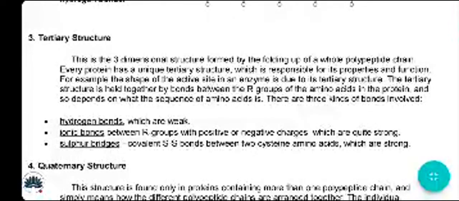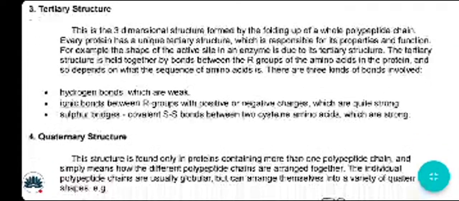And the ionic bonds between R groups with positive and negative partial charges, which are quite strong, obviously. Covalent SS or sulfur-sulfur bonds between two cysteine amino acids, which are strong again. Remember these three bonds are present here. And quaternary, which is shown to you. So they just show you the quaternary structure.